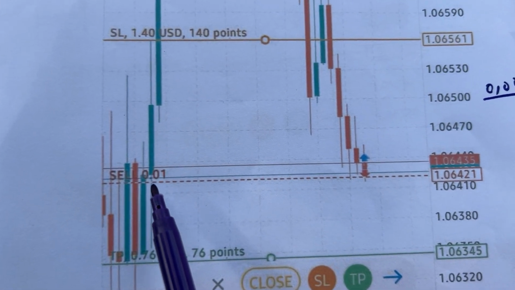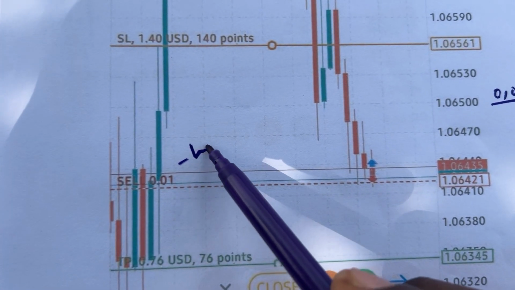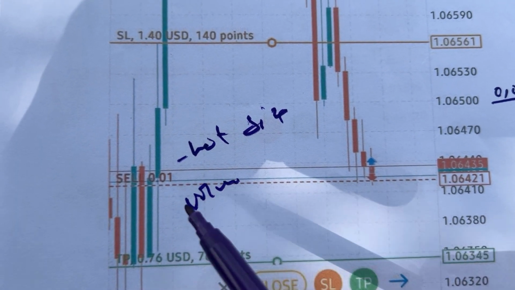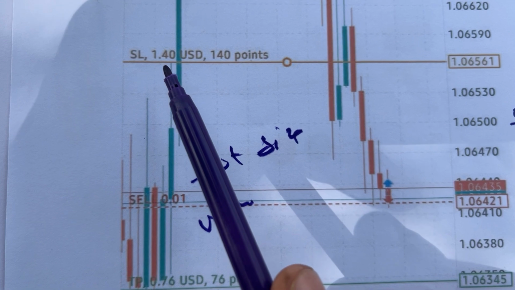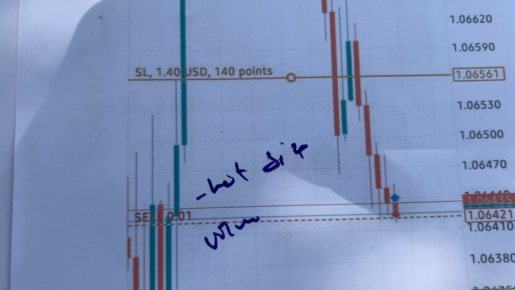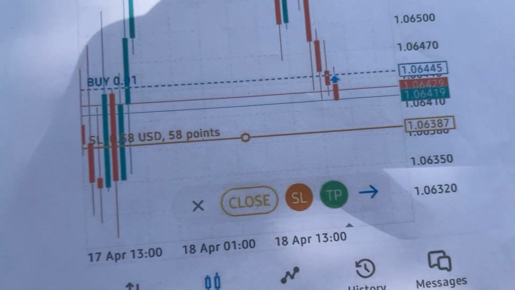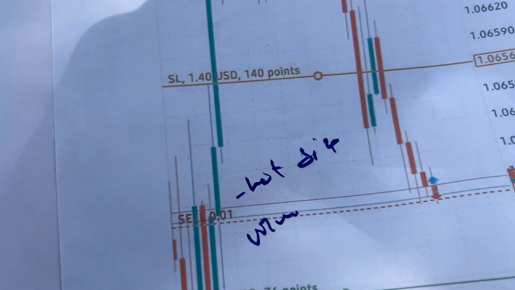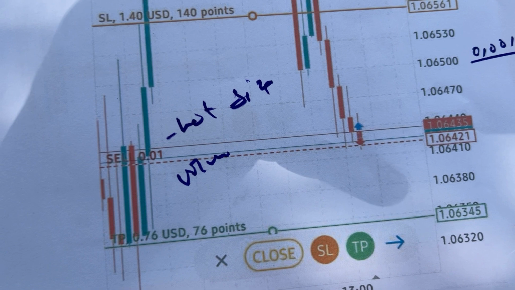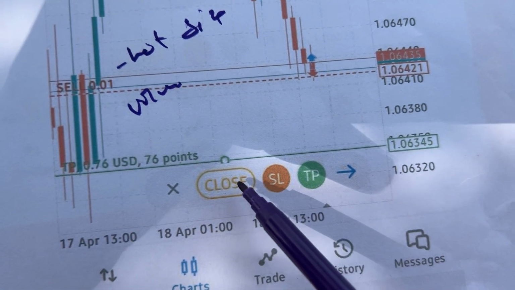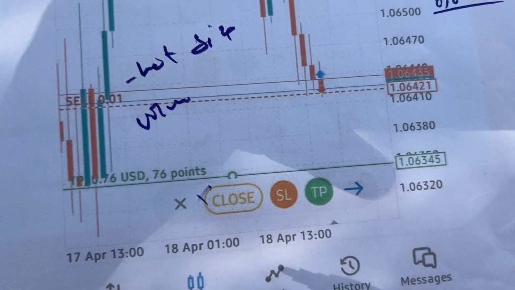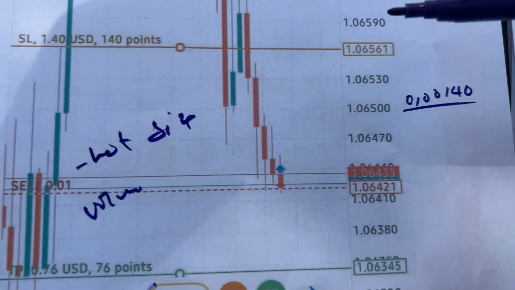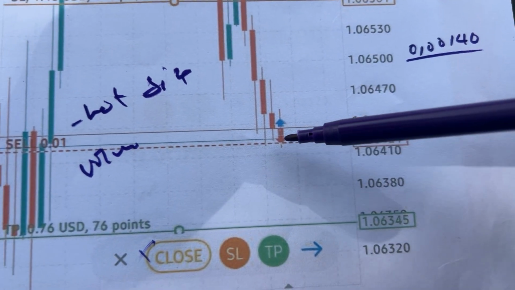And then the lot size here. Remember, lot size is a volume. So if I add another 2 here, the number here is going to change. The risk is going to change. You see? It's the same as with the buy. So this is how you set a stop loss and take profit. This close icon here is for you to close the order without difficulties.